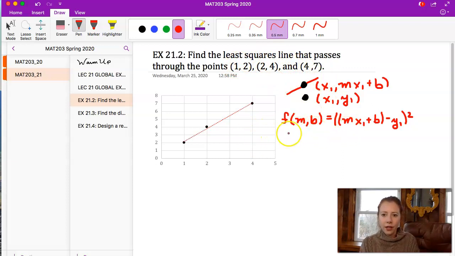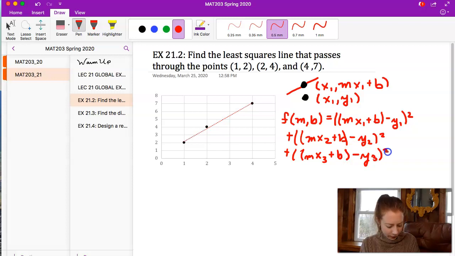So let me add on here, plus (m x2 plus b minus y2) squared, plus (m x3 plus b minus y3) squared. So our goal is to minimize this.